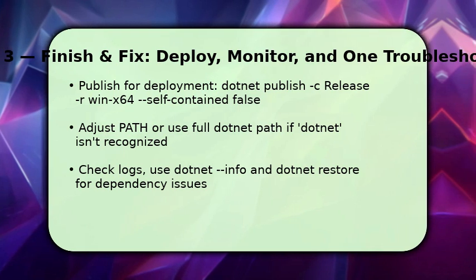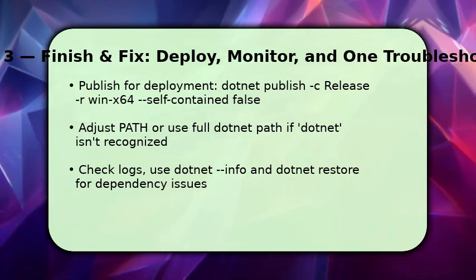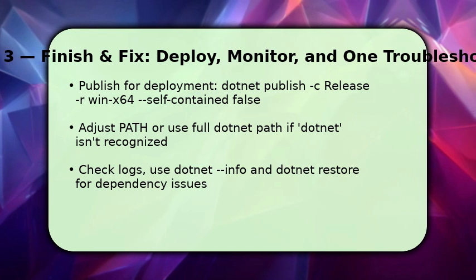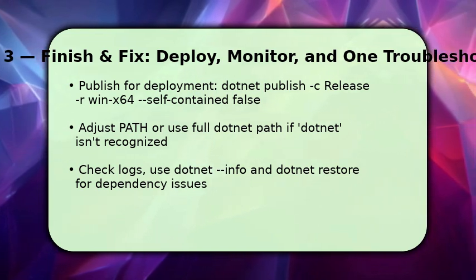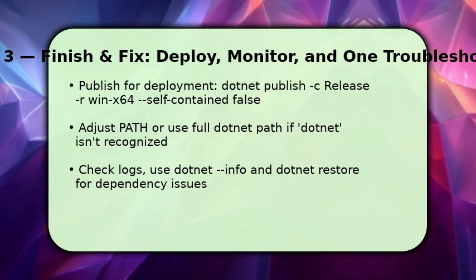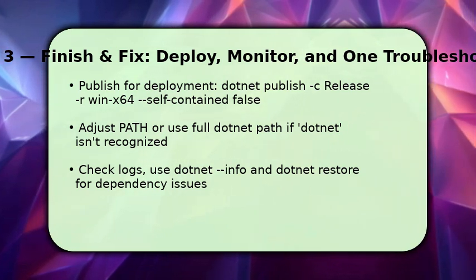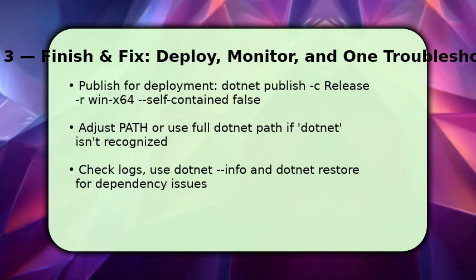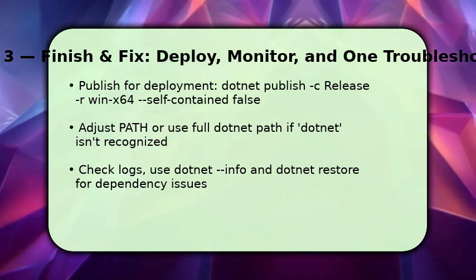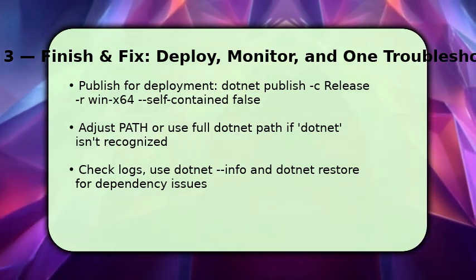Make sure Command Prompt recognizes dotnet. If not, add the SDK path to PATH or open a new terminal. If something breaks, check build output and run dotnet restore to recover missing packages. A common fix is reading the error lines, then correcting code or package versions.